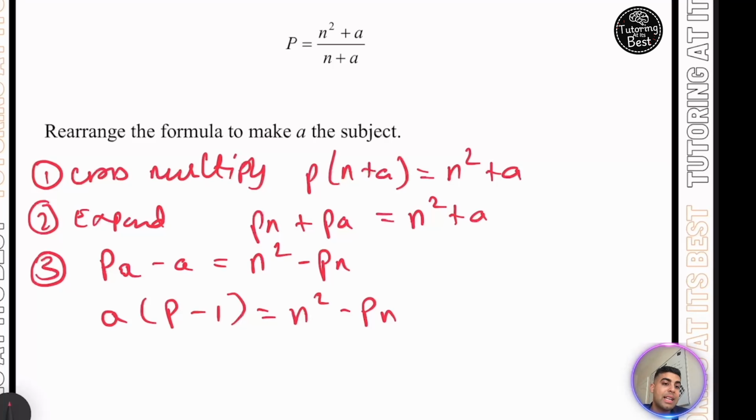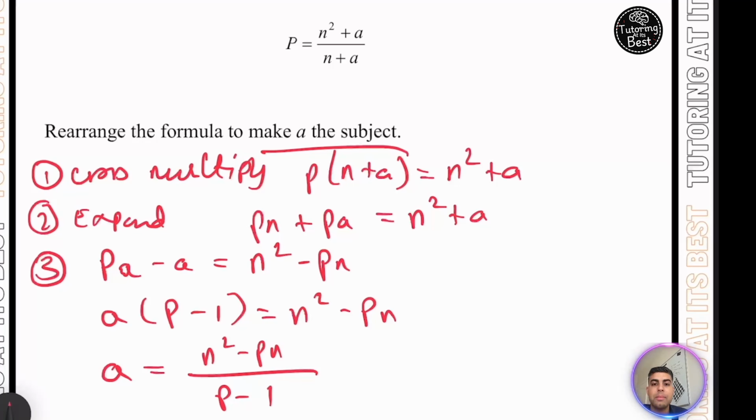Once I've gone ahead and done that, we can then make a the subject. So we now know, as it's requesting, a will equal n squared minus pn over p minus 1. And that there is our answer.